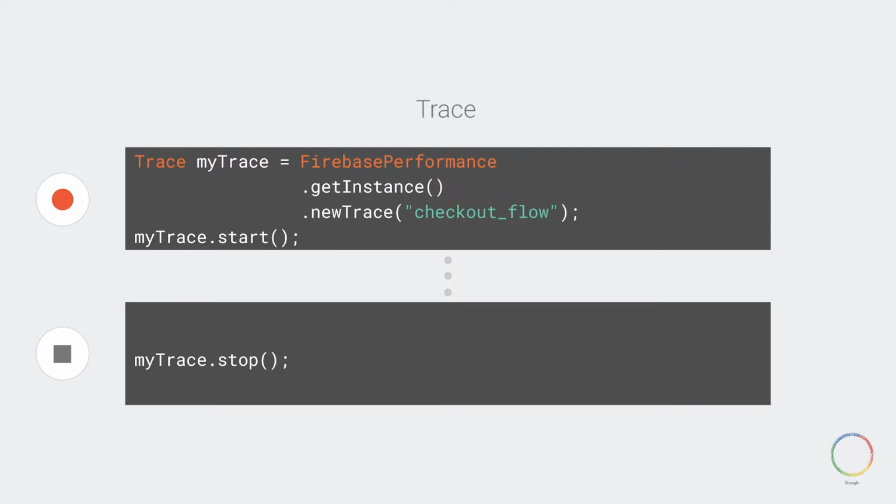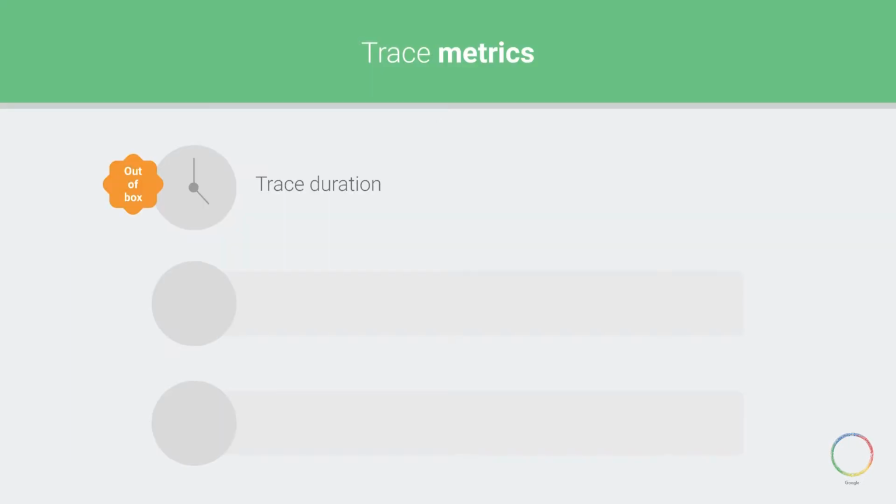All you need to do is create a trace object, give it a name, start and stop it, and the name becomes the context. So now when you're looking at metrics, you understand what was happening at the time in your app. In terms of metrics, by default, you get the trace duration, so how much time has passed between the start and stop. Essentially, a trace is a timer, but it's more than that, because you can attach custom metrics using our counter API.